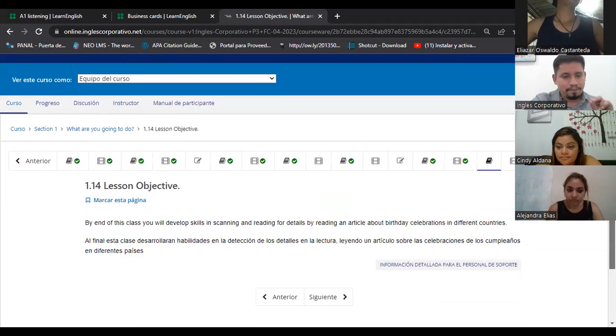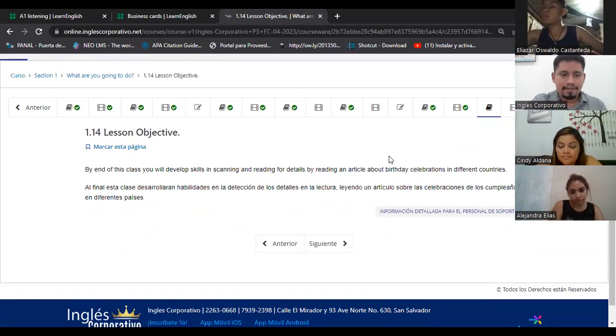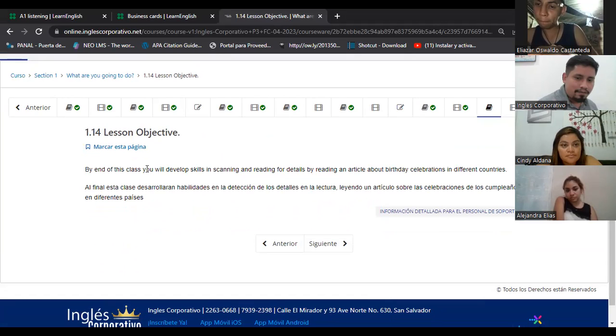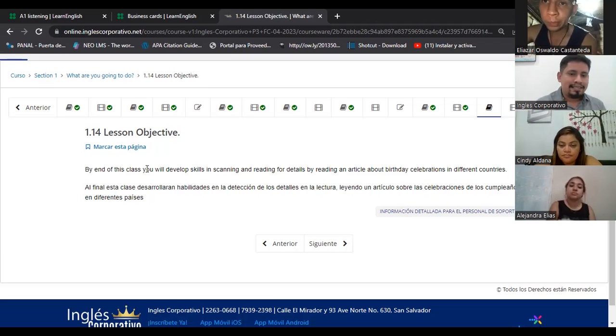Check out the last lesson objective. It says, by the end of this class, you will develop skill in scanning and reading for details by reading an article about birthday celebrations in different countries. I guess the ones that took the last module know the difference between using scanning, skimming, or reading for details. Okay, in this case, scanning is gonna be the same as reading for details.